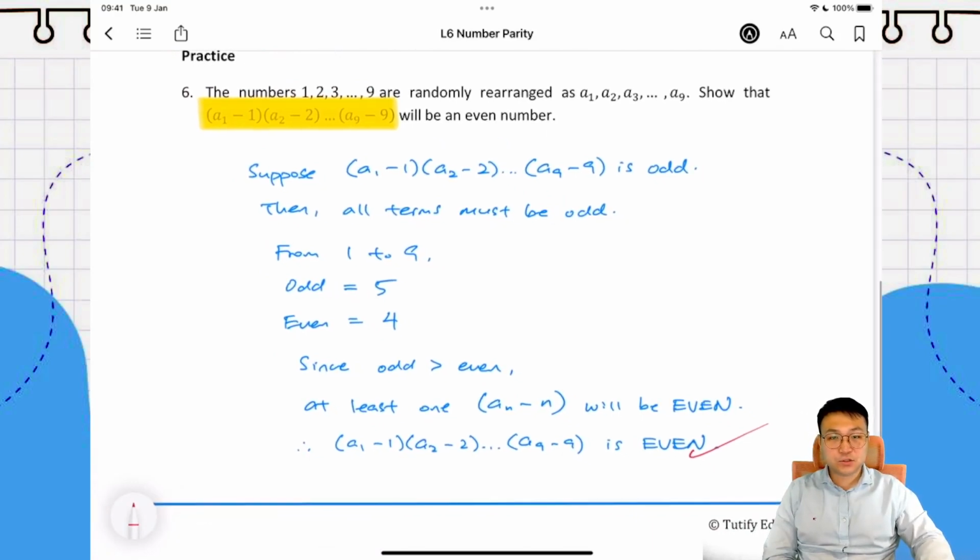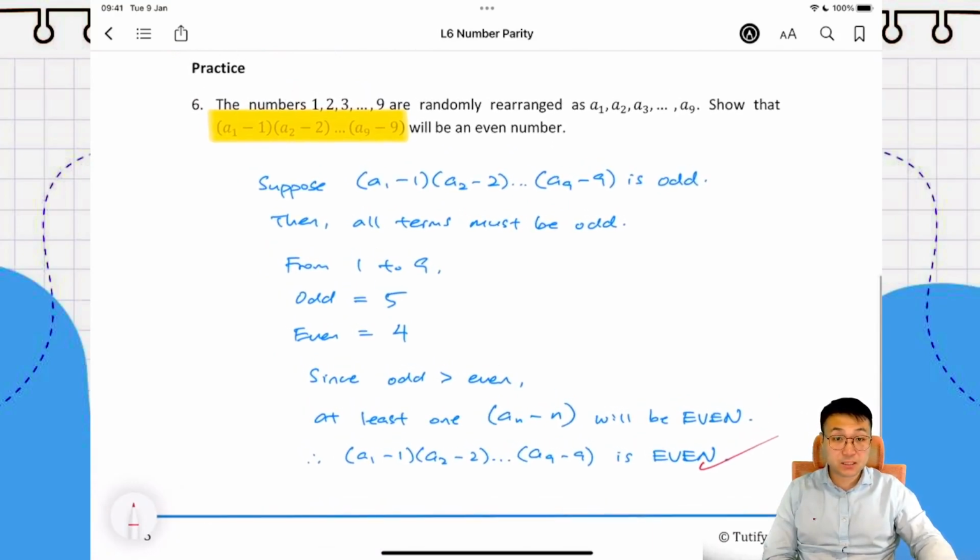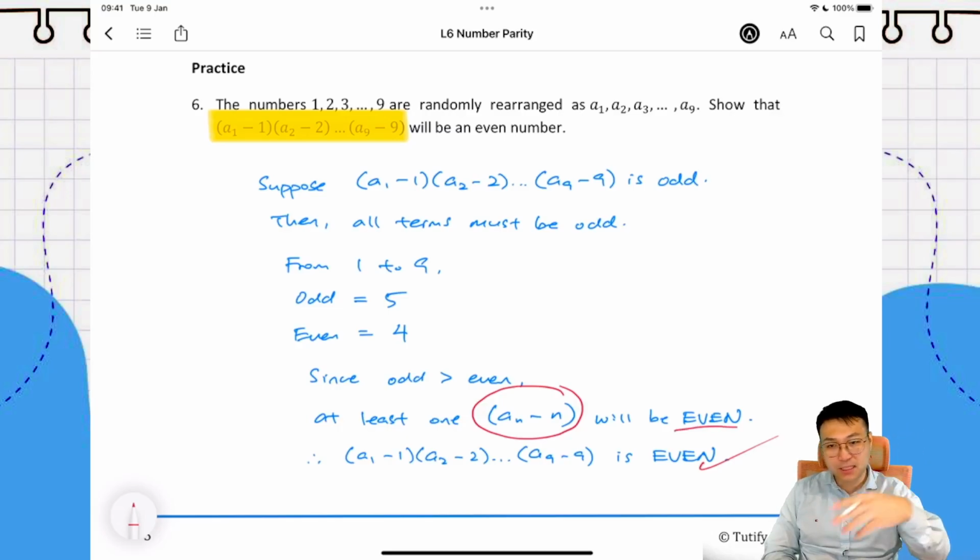So this shows you how multiplication works between odd and even numbers. And of course, there's some logic there. You need to know that there's more odd numbers than even numbers. No matter how you pair them up, one of those pairs will be even. The moment you have one even number, that's it. Everything becomes even, okay? Because you're multiplying all of them together.